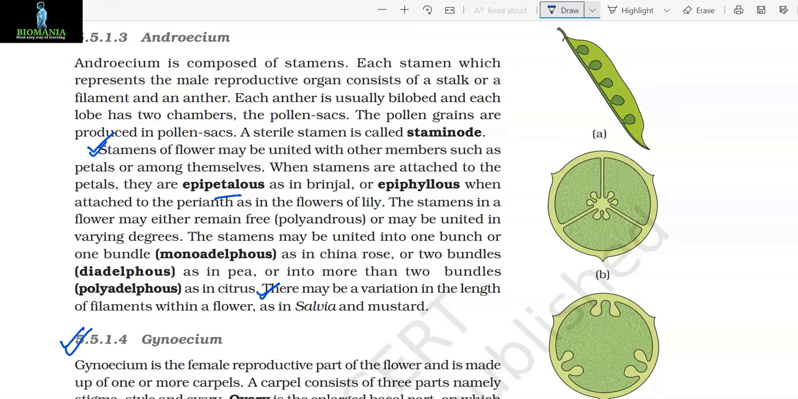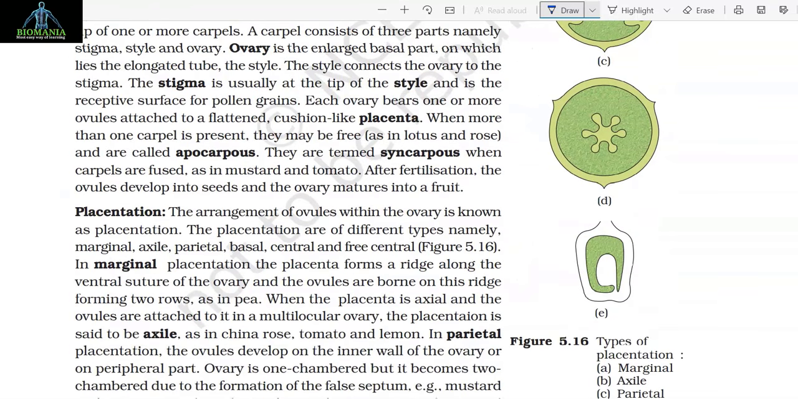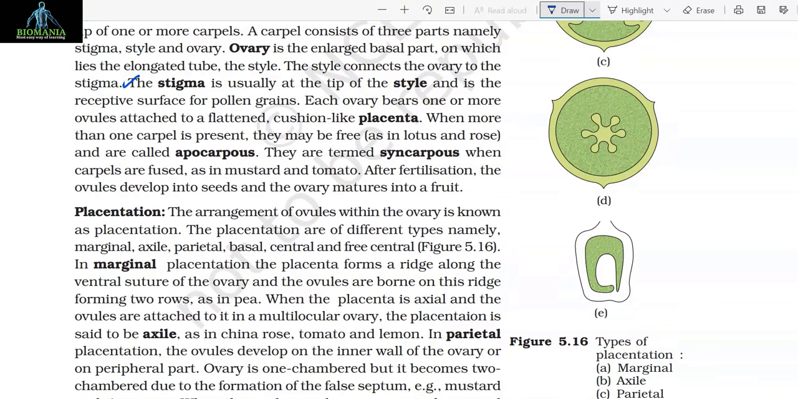5.5.1.4 Gynoecium. Gynoecium is the female reproductive part of the flower and is made up of one or more carpels. A carpel consists of three parts, namely stigma, style and ovary. Ovary is the enlarged basal part on which lies the elongated tube, the style. The style connects the ovary to the stigma. The stigma is usually at the tip of the style and is the receptive surface for pollen grains.